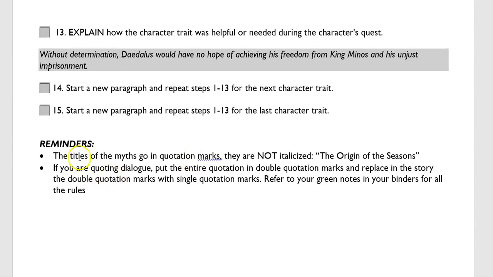Just a few reminders. The titles of the myths go in quotation marks. They are not italicized. So "The Origin of the Seasons," for example, here. And if you're quoting dialogue, make sure you put the entire quotation in double quotation marks at the beginning and the end. And then anywhere where you find double quotation marks in the story, you make them single. But you always start with double and you always end with double. You can refer to your green notes in your binders for all the rules and examples if you need the help.